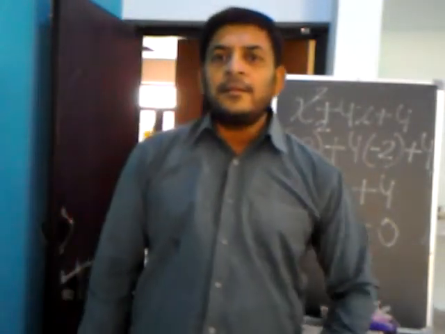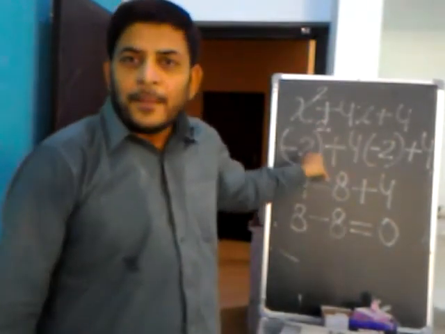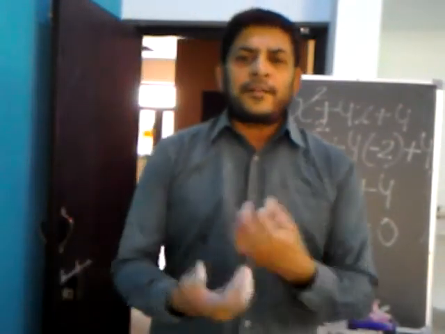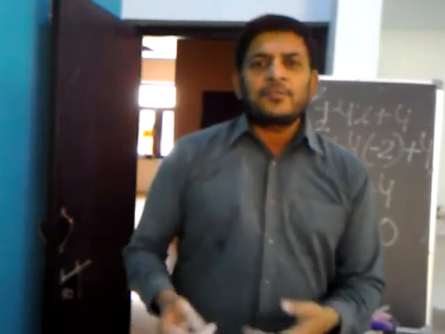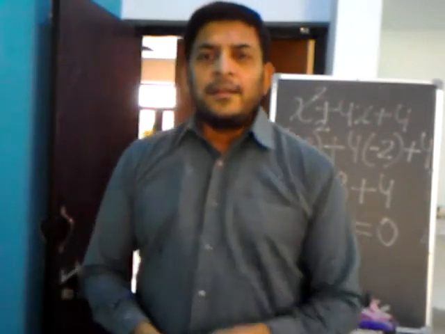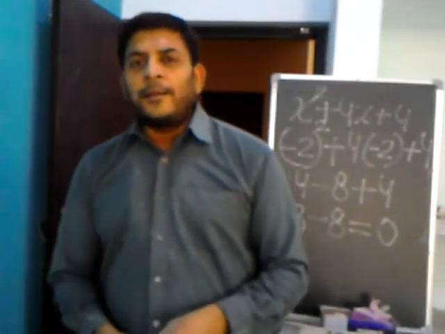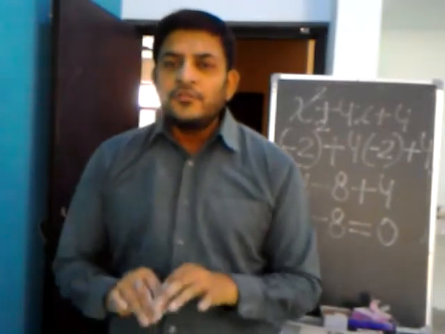This is the reason that these values of x, minus 2 and minus 2, or it can be different also, minus 2 and minus 3, 3, 4, any number. That's why the values of variables in a polynomial are called zeros of the polynomial. I repeat again.